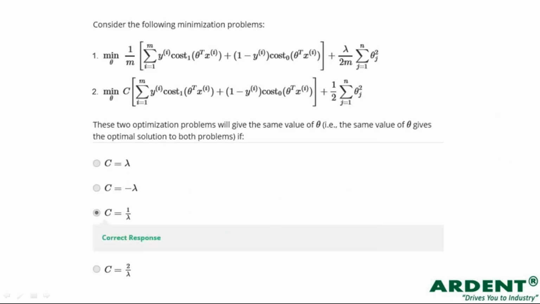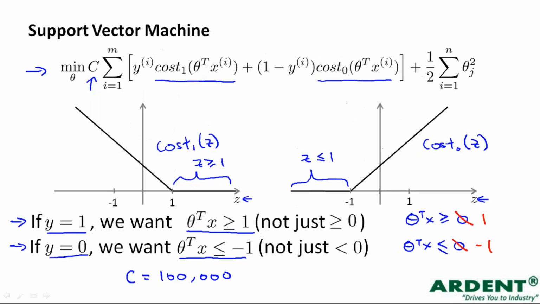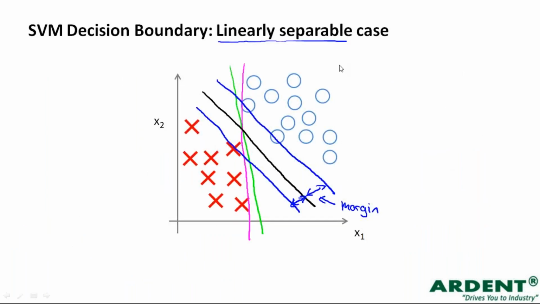Now the same thing is basically repeated over here. Just have a look. Just try to understand the concept. Now, this is actually called a decision boundary, in the linearly separable case.